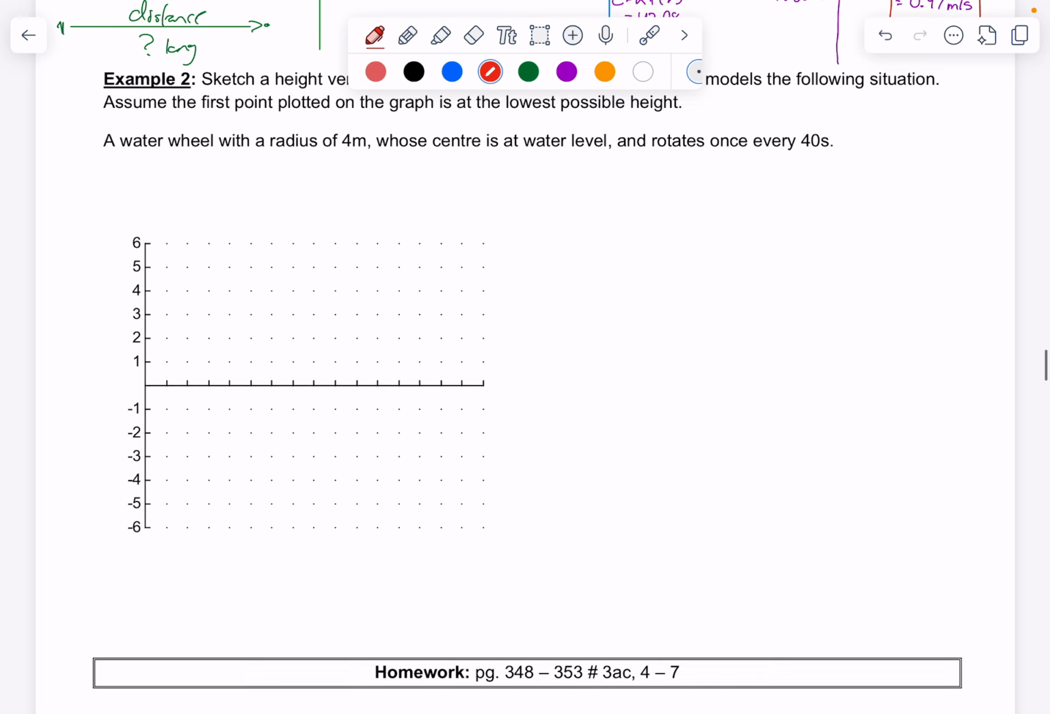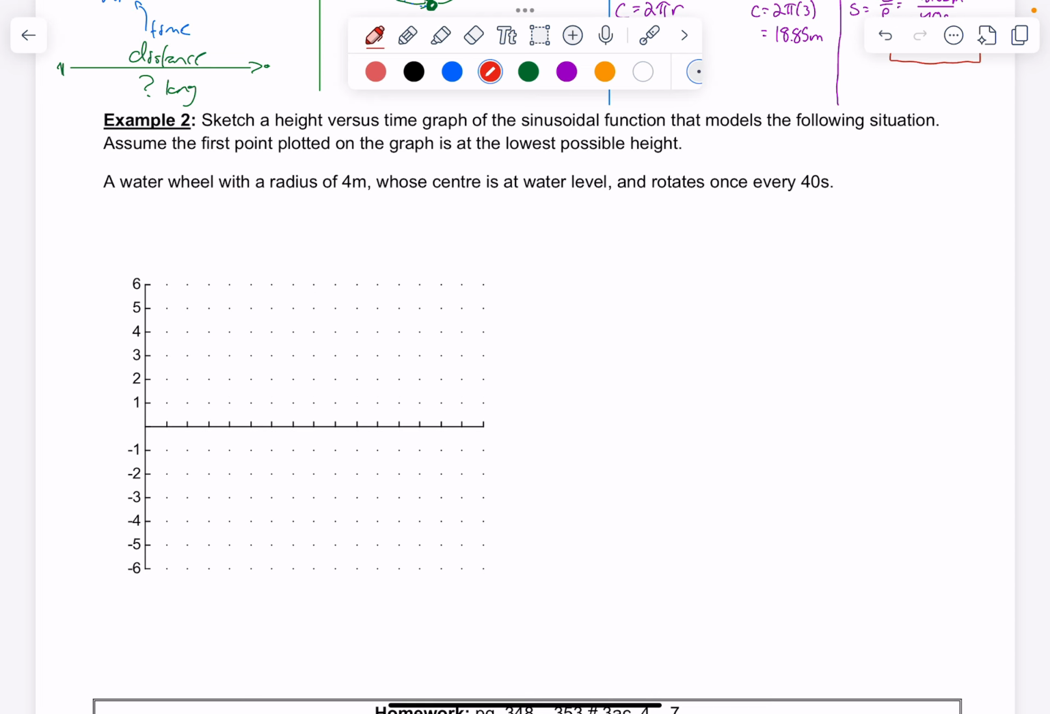Okay, last example. Sketch a height versus time graph of the sinusoidal function that models the following situation. Assume the first point plotted on the graph is at the lowest possible height. Yeah, see, this is what I was talking about: the lowest possible height, when I was referring to the whole axis of symmetry. You have to define where your low point is.